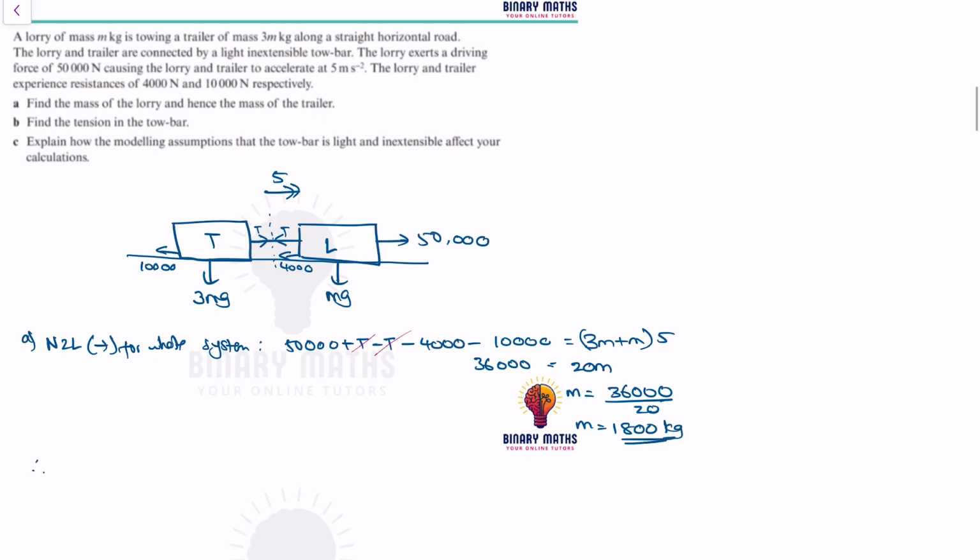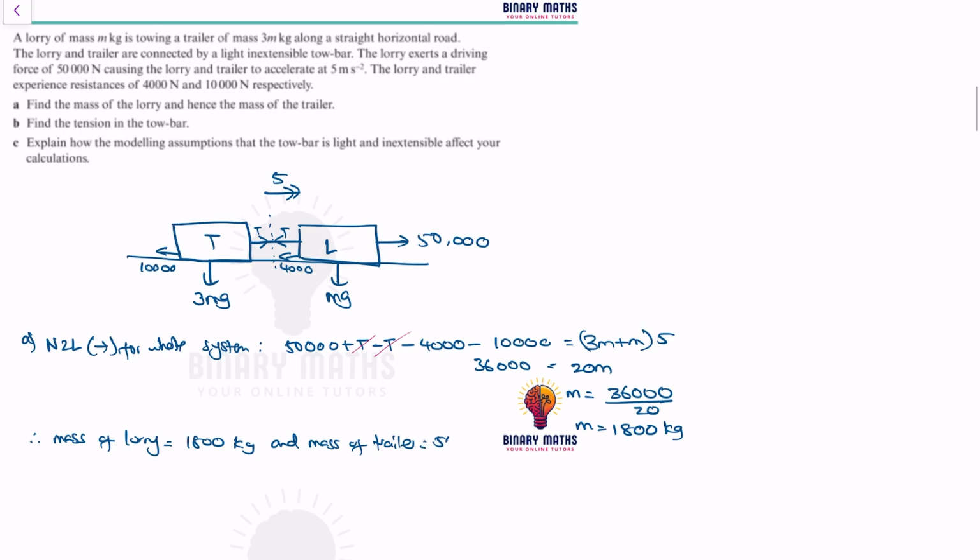Therefore, mass of lorry is equal to 1,800 kg and mass of trailer is equal to 1,800 times 3, which is equal to 5,400 kg.